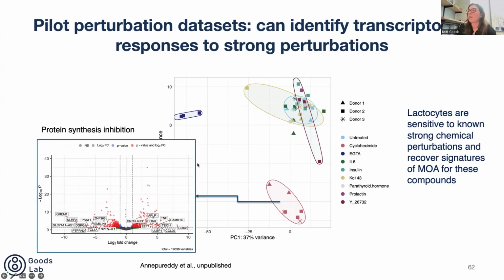And then one of our strongest perturbations was inhibition of protein synthesis, which of course would not be good for lactation. And we see a tremendous amount of genes that are impacted by treatment, specifically with cycloheximide. This is a small pilot data set, but it does suggest that lactocytes are sensitive to known strong chemical perturbations and that we can recover signatures of how we think these small molecules should be acting in the transcriptomics data that we're able to generate.